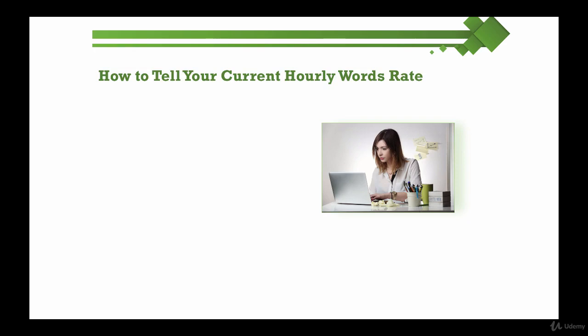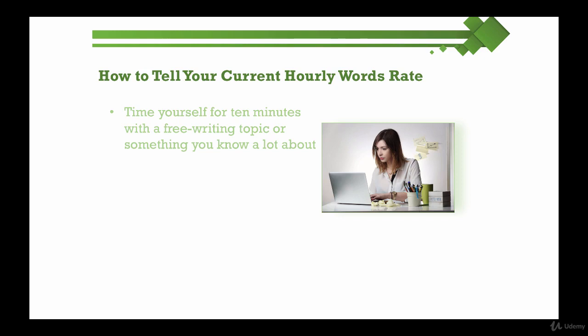So let's start out by figuring out your current hourly words rate. What I want you to do is disconnect from the internet when you carry out this exercise. So finish this lecture first, and then when it's time for you to complete this exercise, disconnect from the internet. Turn your phones upside down so you can't see them, turn the sound off, or put them in another room. That's even better if you can completely distract yourself from all of the possible interruptions.